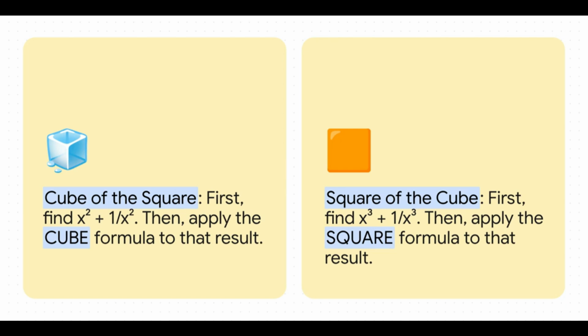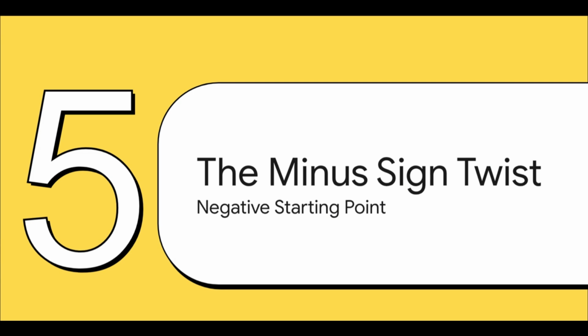Now, for the sixth power, you actually get a choice. You can either find the square first and then apply the cube formula to that result, or you can find the cube first and apply the square formula to that result. Depending on the numbers, one way might be way easier to calculate, so always be flexible and look for the path of least resistance.